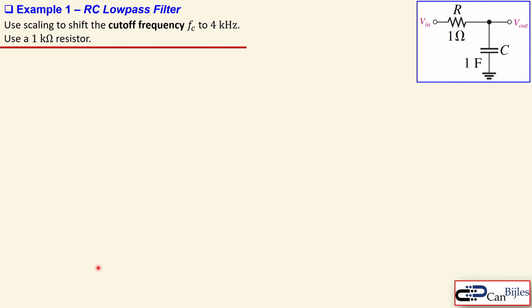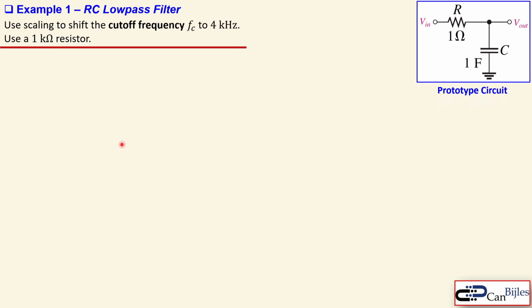First example is about the RC low pass filter, which is a very simple filter here, which is an R and a C. You see here the prototype filter, which has normalized values, 1 ohm and a 1/3, not really practical, but we already start with these values. I would like to have the following. We like to use the scaling to shift the cutoff frequency of this filter to 4 kilohertz. And we would like to use a resistor of 1 kilo ohm in the final design. So as said, this is the prototype circuit, or it's also called a normalized circuit.